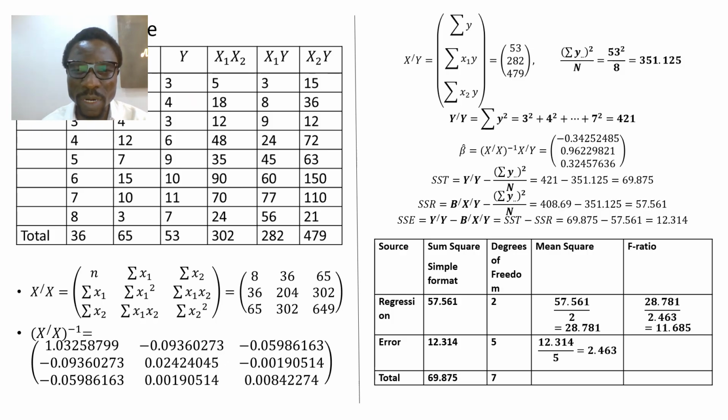And then it's a common practice to subtract the sum of square regression from the sum of square total to obtain the sum of square error. And so once we obtain the sum of squares, we input into our table with the corresponding degrees of freedom. We can then determine our mean squares. From there, we can determine our F ratios.